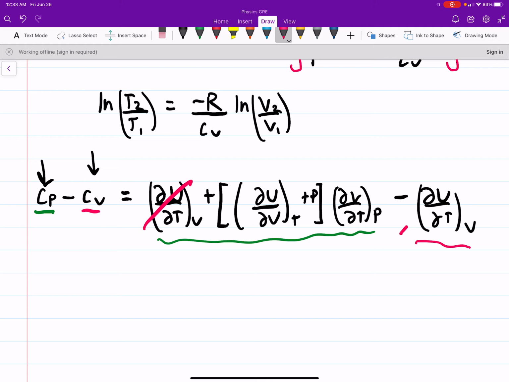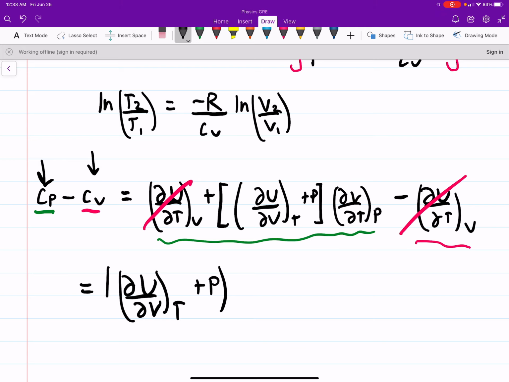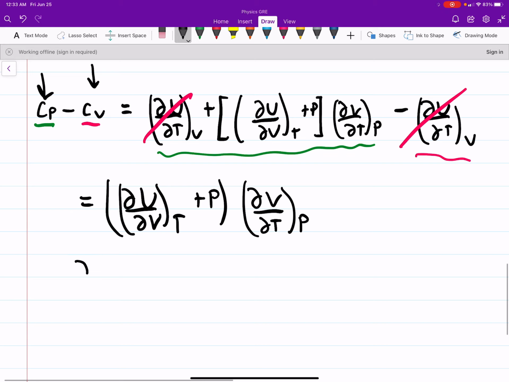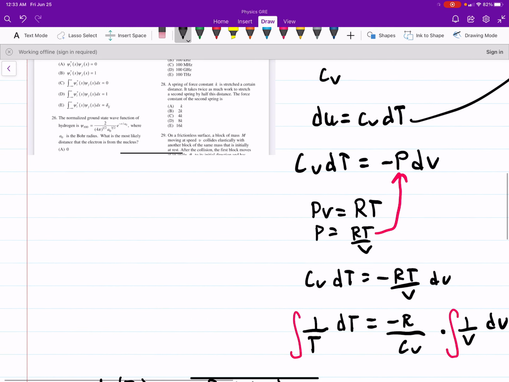And you can see that these will basically just get rid of each other. So that's just the definition of Cp and Cv. And if we do that, like I said, that stuff goes away. You get dU/dV at constant T plus P dV/dT at constant P. Now, dU/dV at constant T is equal to 0, and we can see that if we go back to our equation.